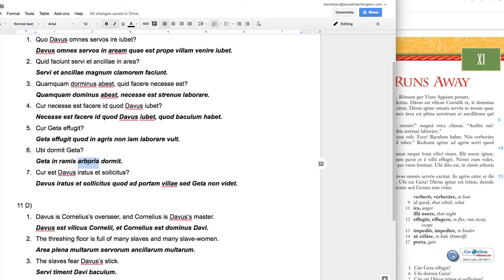Arboris is a third declension genitive. That's the focus for this chapter. For chapter 11, I believe that's the focus here, right? So of a tree is genitive there.